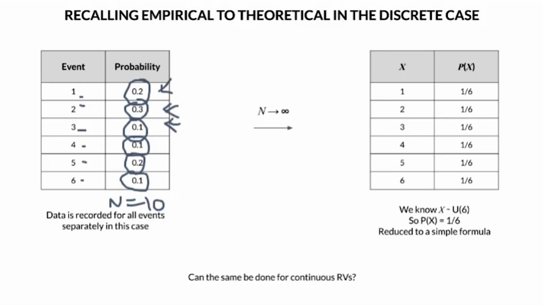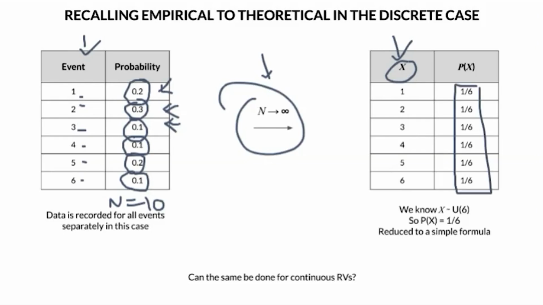But as we increase the number of trials, we saw that this random variable called number on top of a die, which is what we are referring to as the event here, actually follows a pattern. What is the pattern? The pattern is the uniform distribution. That is the pattern.